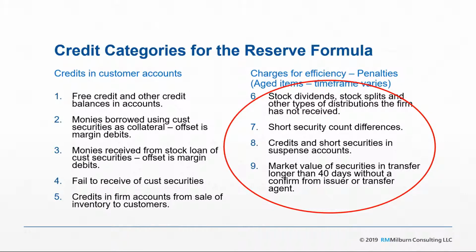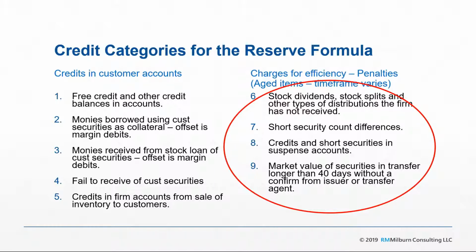This week we're talking about the reserve calculations of lines 6, 7, 8, and 9. These items are related to stock dividends, suspense items, and items in transfer. Before we get started with today's webcast, let's do a quick recap of the credit categories for the reserve formula.